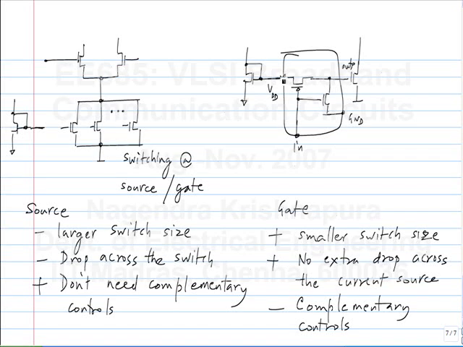But for the inverter to work, we need VDD greater than the threshold of NMOS plus the threshold of the PMOS. Why do you need VDD to be greater than the threshold of NMOS plus PMOS? It has to be greater than either one of them. It has to be greater than the larger one of them.